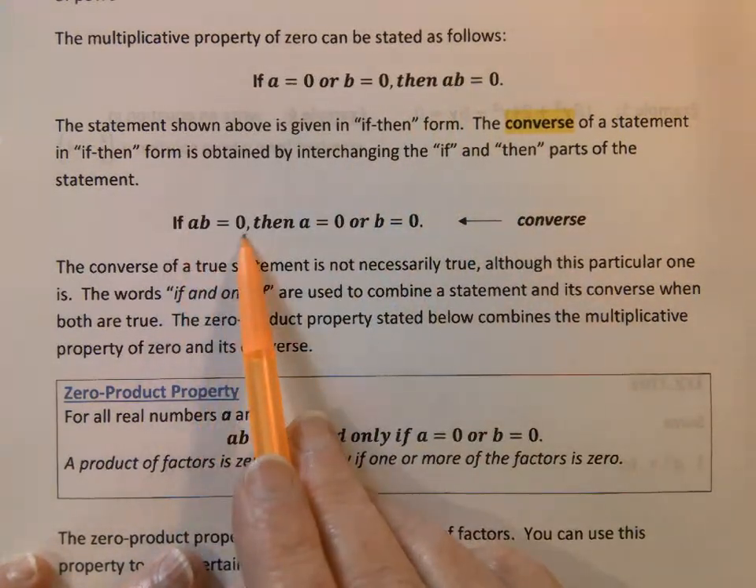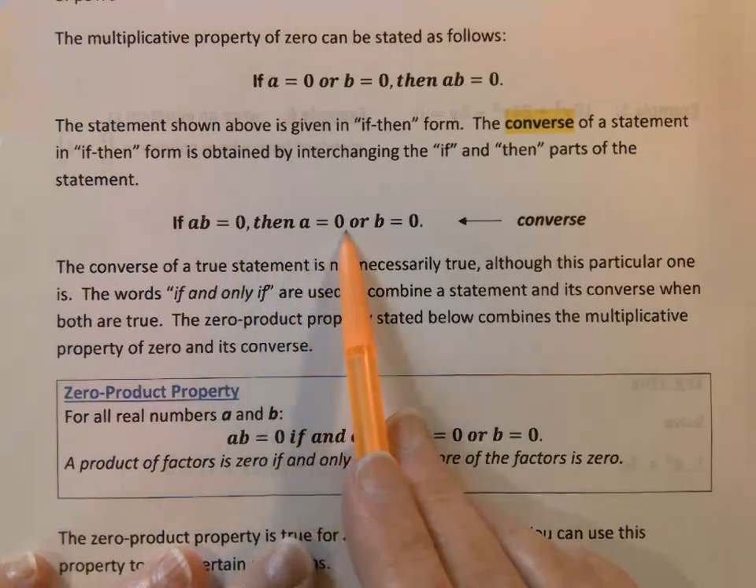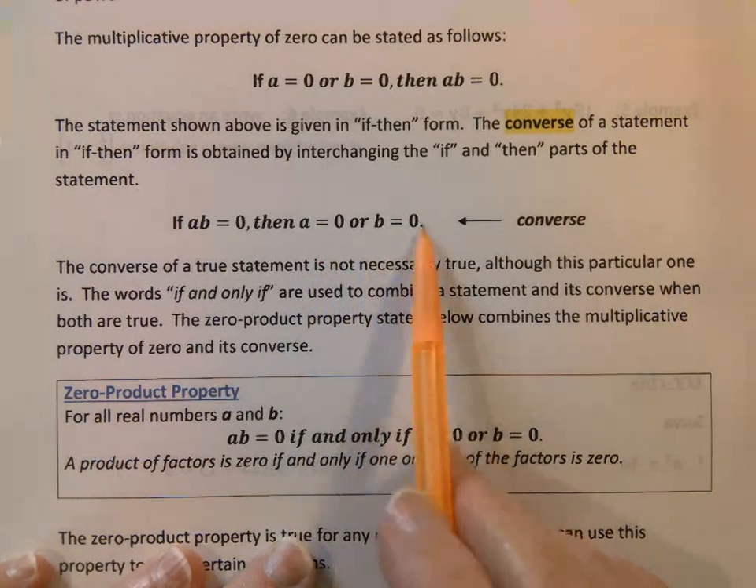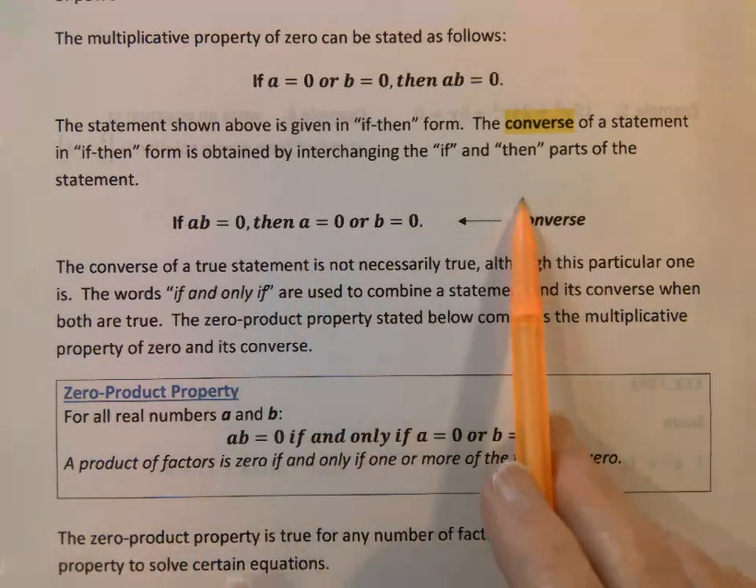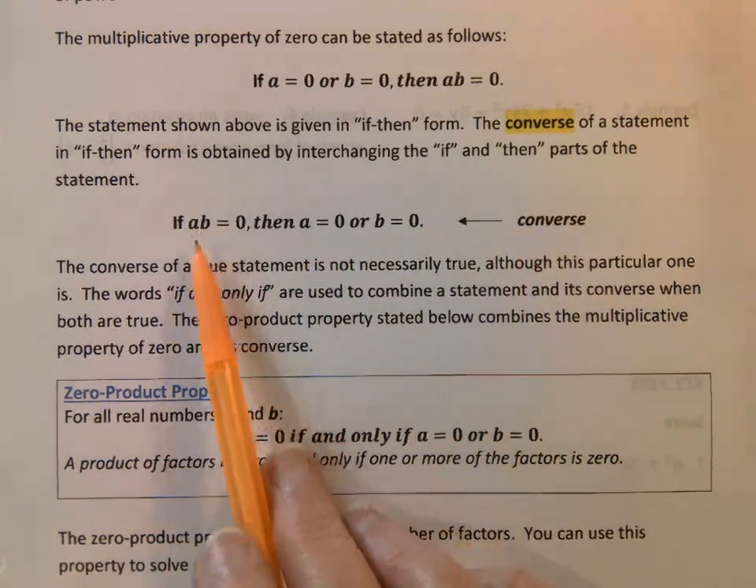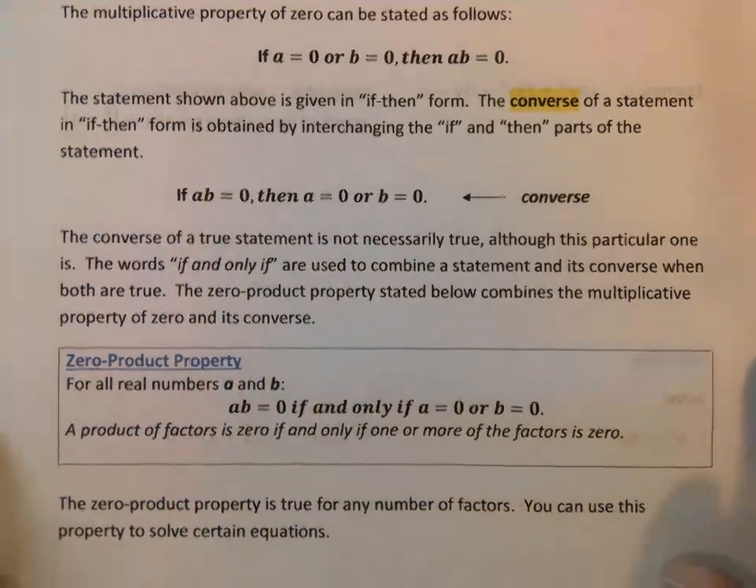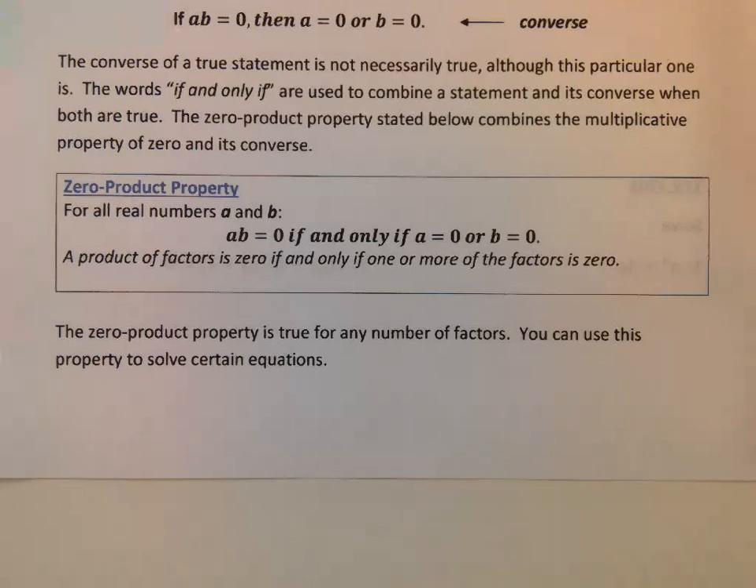If a times b is equal to 0, that means that a is equal to 0 or b is equal to 0. This is the converse. So if I have a situation like this, then I can say either one of these or both of these could be equal to 0. The converse of a true statement is not necessarily true, although this particular one is. So this particular converse is true.